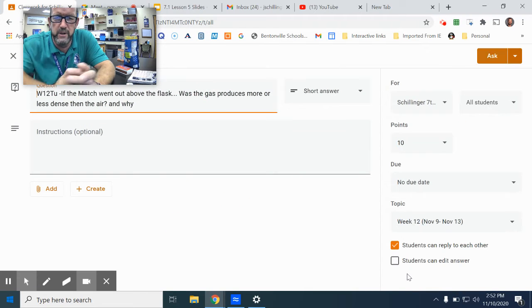Your question that I want you to answer: if the match went out above the flask, which it did, was the gas produced more or less dense than the air, and why? It's a fairly simple question.